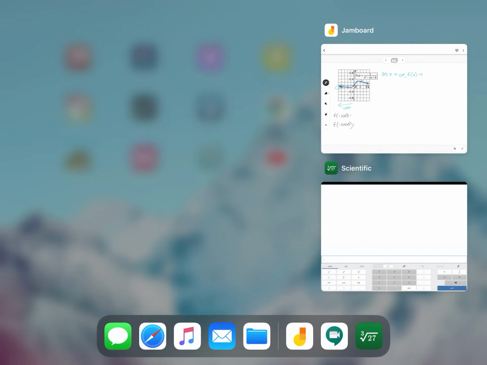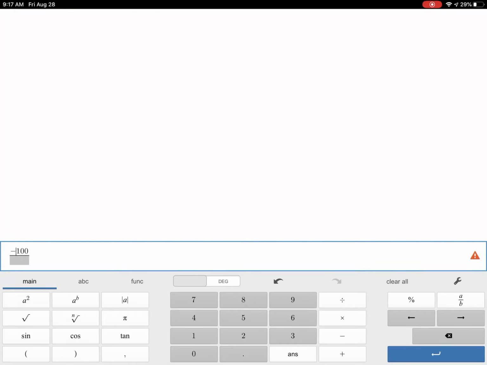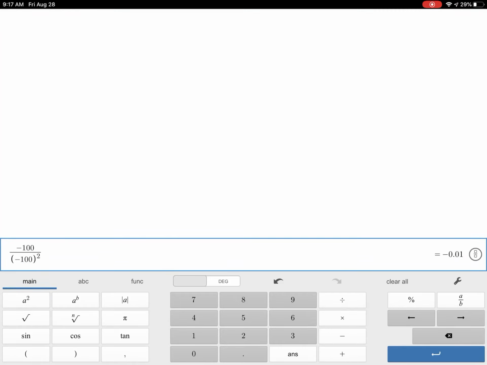So I'm going to go to my Desmos calculator. Desmos calculator actually makes this really easy for us. You only have to type in the whole thing one time. So what we want to do is we have negative 100 over negative 100 squared minus 2 times negative 100 plus 8. As you see, we get this.